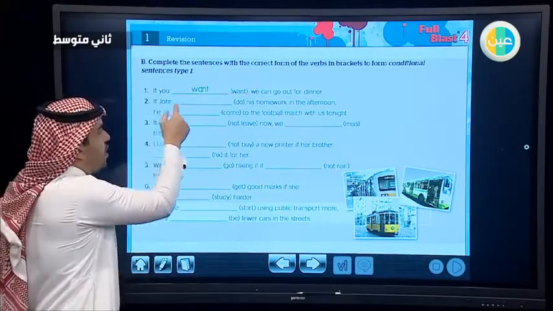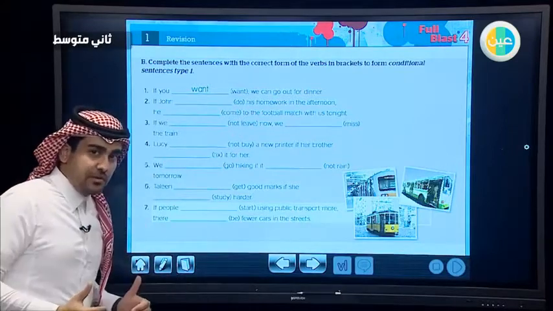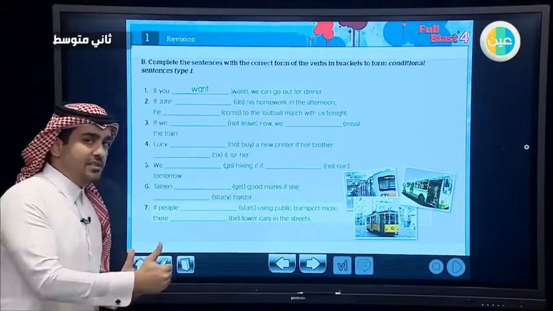Now let's do this. Remember, we use the present simple in the if clause. So if John, and we have the verb do. So it's a present simple. That means we add s to the verb.